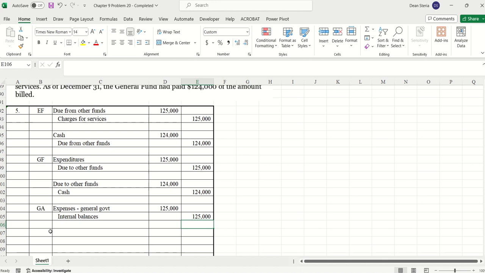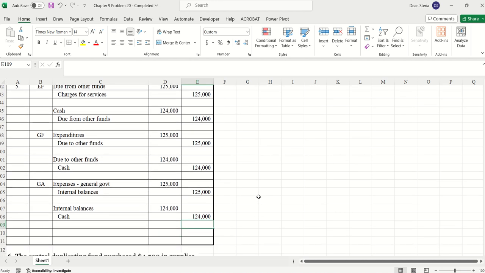Okay, and then also in the governmental activities, we're going to get rid of that internal balance. So we're going to hit that with the 124,000. So again, in our internal balances, we started out with 125, took down 124, so there's $1,000 in there that we still owe. Okay.